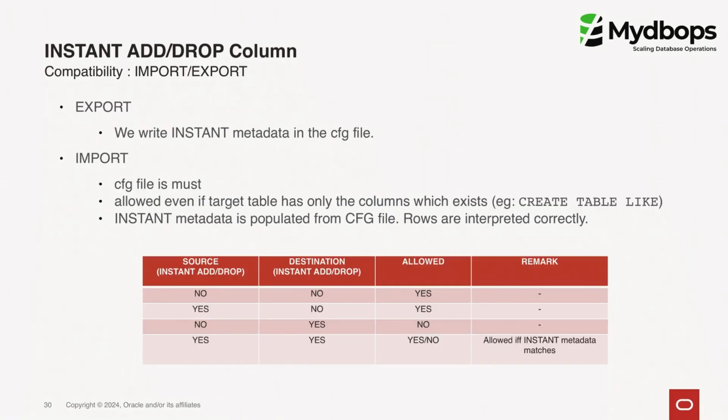For import and export, yes, we support import and export with this information as well. In MySQL, there is a CFG file, the configuration file, generated when you do an export table. But this CFG file was not a must, because when you do import, we can read the IBD file and take out the information and import it correctly. But if a table has instantly added or dropped columns, this CFG file is a must, because that's where we store the instant information or instant metadata, which is used at the target server when you import this table.